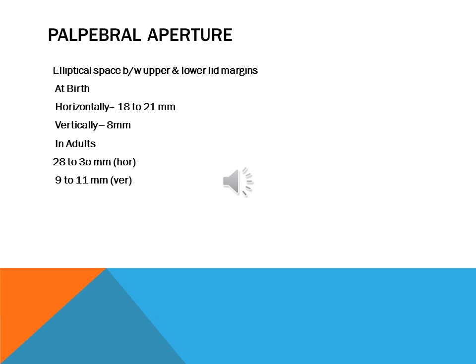The palpebral aperture is an elliptical space between the upper and the lower lid margins. This is normally about 28 to 30 millimeters horizontally in adults, and vertical width is 9 to 11 millimeters in the straight gaze. In newborns the horizontal width is about 18 to 20 millimeters and vertical height is about 8 to 9 millimeters.